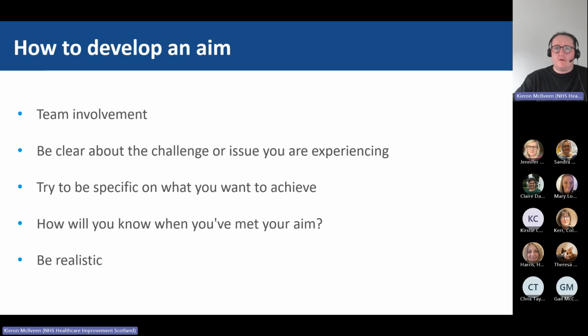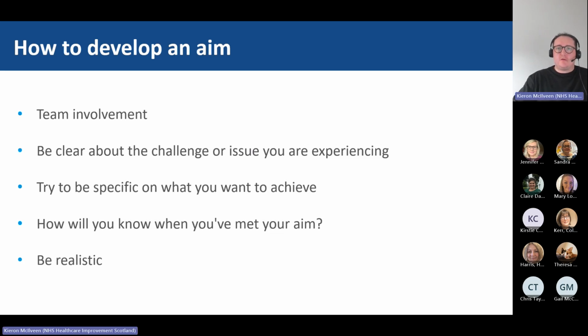So you want to be clear about the challenge or issue you're experiencing when you're defining your aim. You want to make sure the problem you're addressing is well defined. Being clear about the challenges means everyone understands exactly what needs to be improved. This clarity is key to effective problem solving and keeps efforts focused on the real issue.